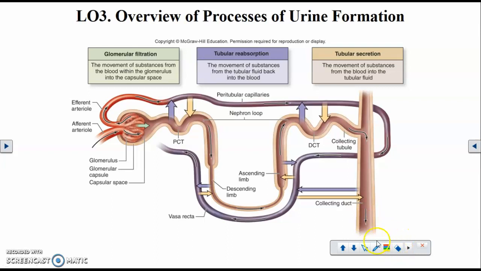Okay, so reabsorption means that substances go from the tubular system, and the tubular system again is this tan or cream colored, into the capillaries, whether they're in the peritubular capillaries or the vasa recta. Note that the peritubular capillaries surround the PCT, the DCT, and the collecting duct, whereas the vasa recta actually surround the nephron loop. And then secretion is the other way.